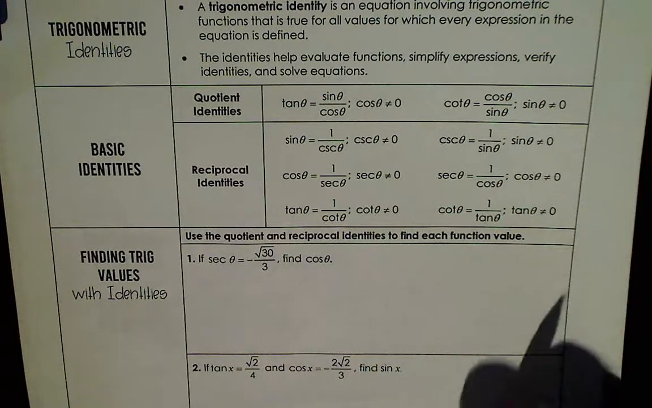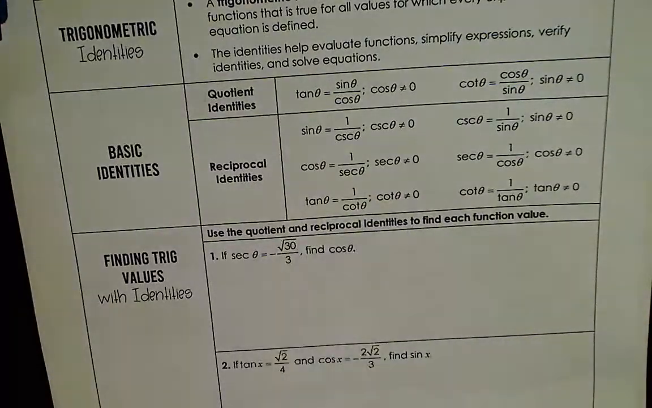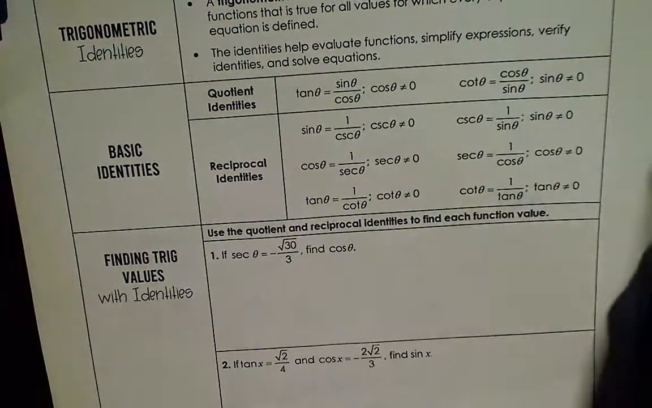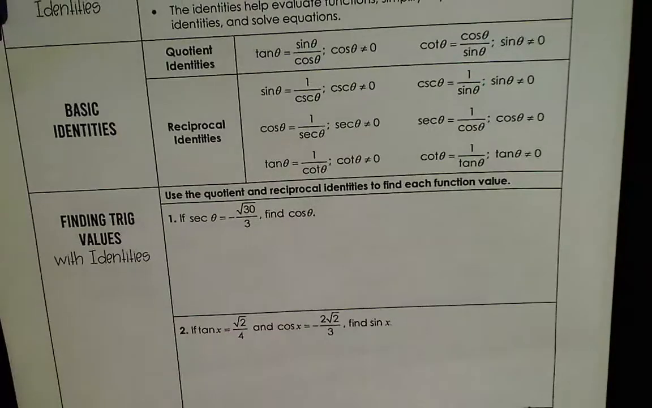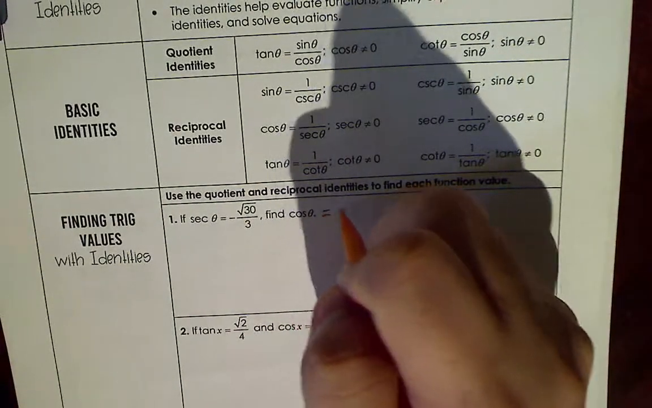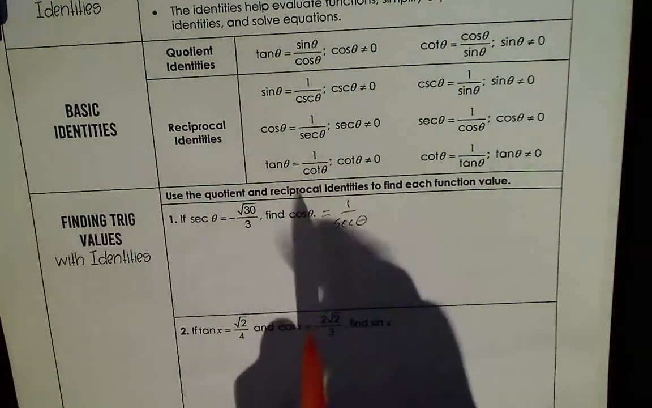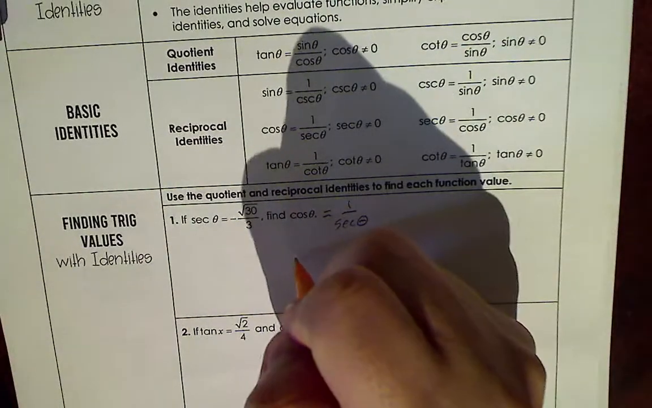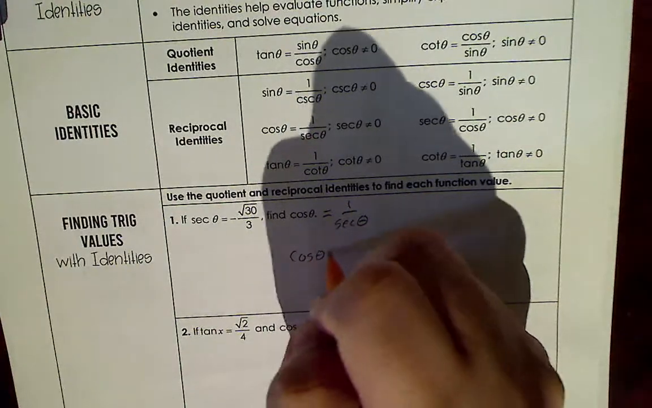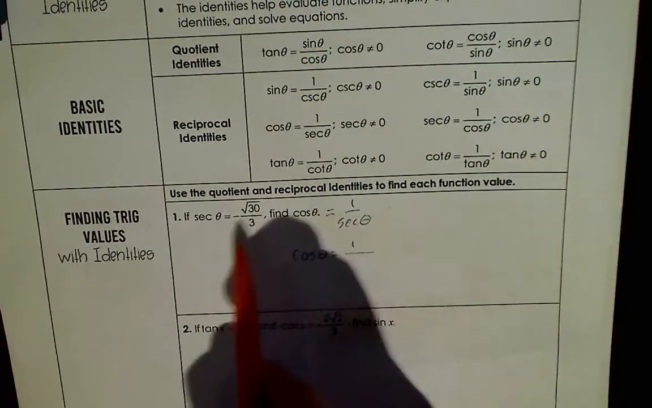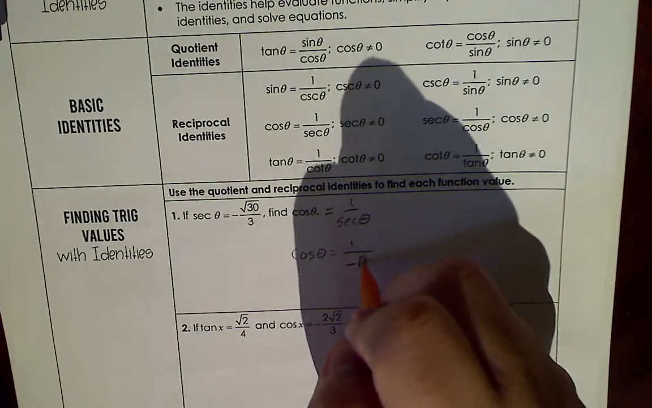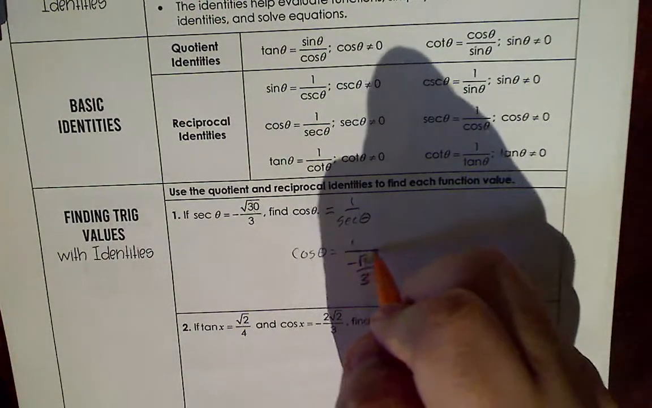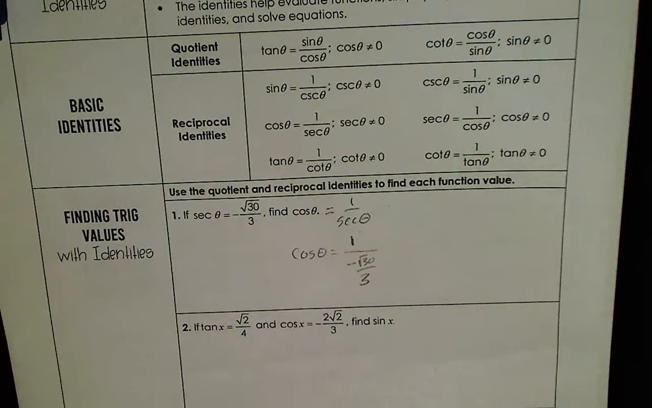And the way that works is I take my value here, and again, I'm going to write this over here, you can kind of see it, and I'm in a shadow for some reason. But I do know that the cosine of theta is equal to 1 over secant theta. Okay. And that comes from this right here. So then I figure out, well, if I know that cosine of theta is equal to 1 over secant, and secant is this particular value, then I'm going to replace secant theta with negative square root of 30 over 3.